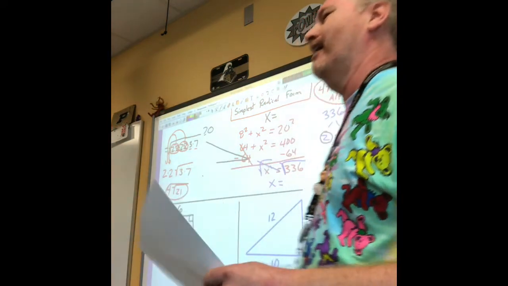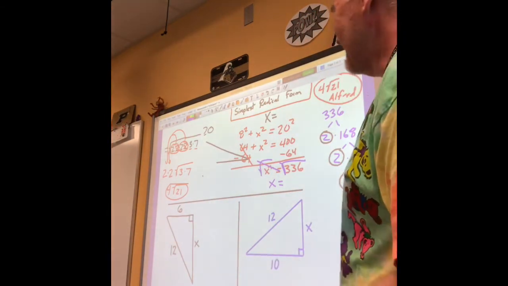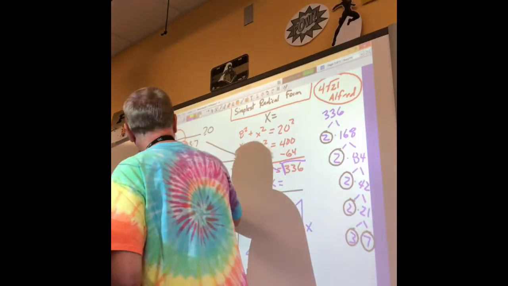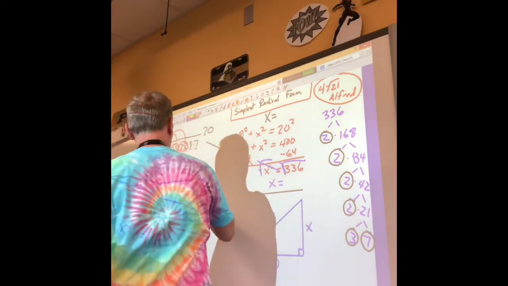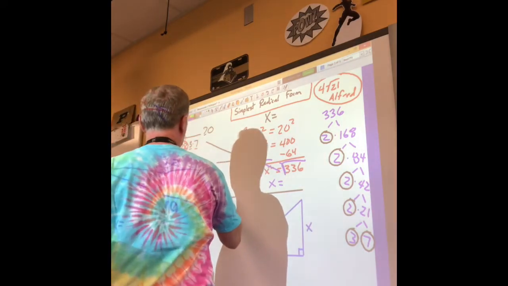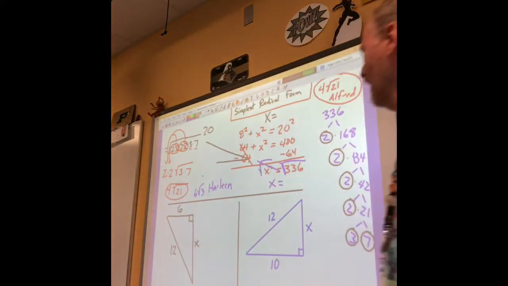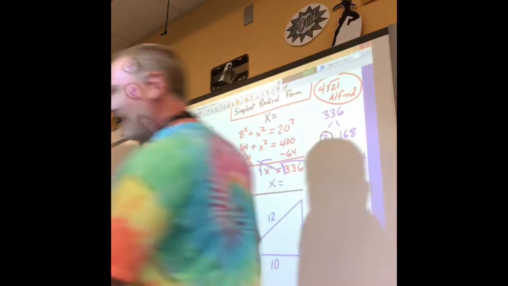Who haven't I called on yet? Harleen Quinn. Harleen, what do you think for this one? You've got 6 radical 3? Okay. Sounds a little weird, but I'll write it. 6 radical 3. Let's see if I spell that right. Okay, cool. All right. So again, this is another missing leg problem.